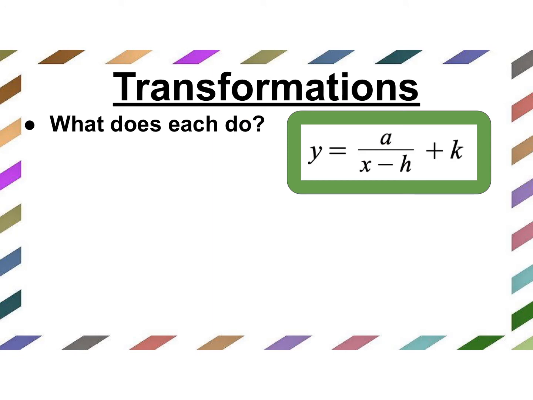So let's figure out what the letters do on the transformations. They're going to move the same way we've done all year long. So if A is greater than 1, it's going to stretch it. If it's less than 1 but bigger than 0, it's going to compress it, flatten it a little bit. The H, this is in with the parentheses, it's in with the X, so this is going to move it left or right, and it's going to go opposite of what we see. And then there's plus K, that's going to move our Y up or down.